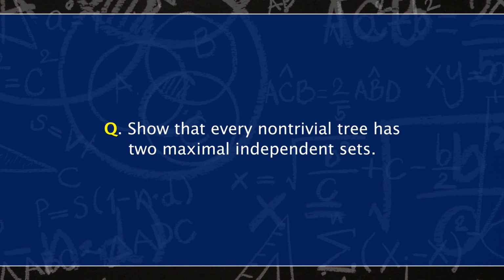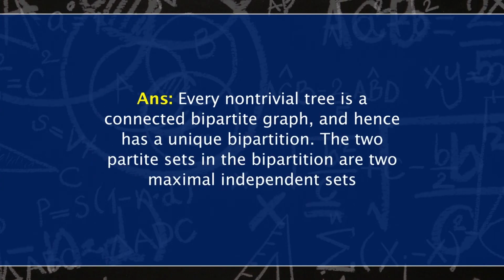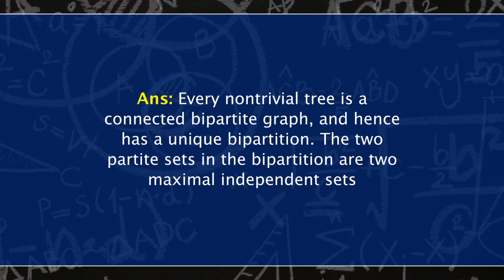The next question is, show that every non-trivial tree has two maximal independent sets. The word non-trivial is essential here because the trivial tree has just one vertex, and hence it has only one independent set, right? So a non-trivial tree contains at least two vertices. So we have to show that every non-trivial tree has two maximal independent sets.